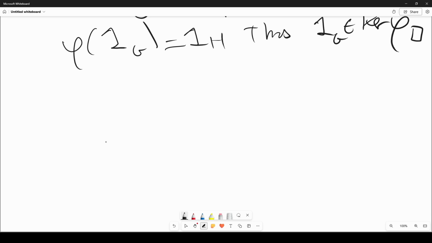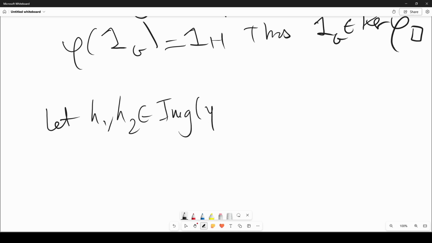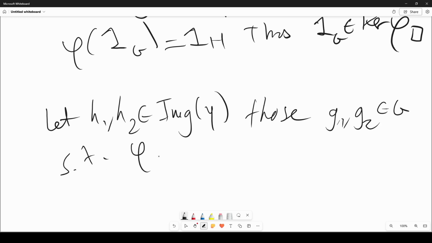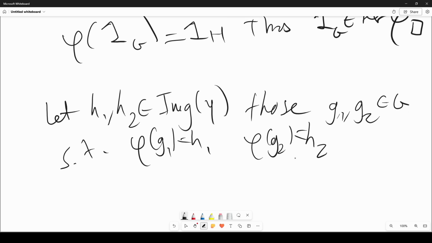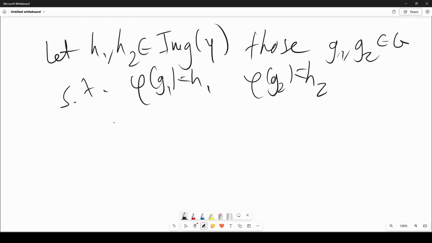Okay, now let's look at the image of phi. Let h1, h2 be in the image of phi. Then I want to consider those g1, g2 in G such that phi of g1 equals h1 and phi of g2 equals h2. So we want to prove that h1 times h2 is in the image.